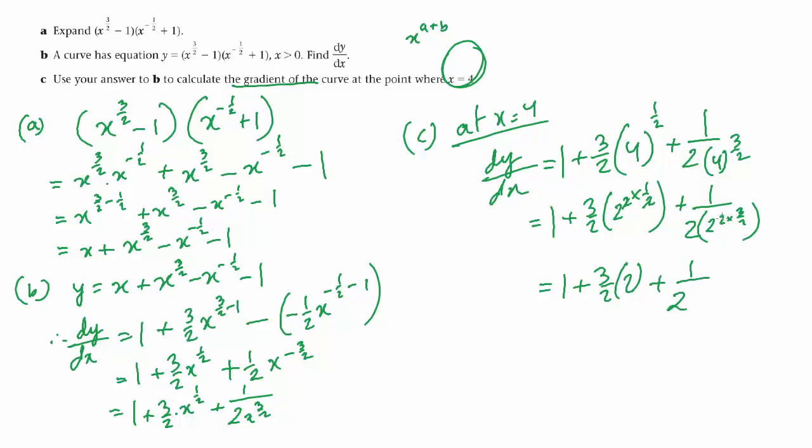We can write 1 plus 3 by 2 into 2, this 2 and this 2 cancel, plus 1 by 2. Now here we have 2 to the power 2 into 3 by 2. This 2 and this 2 cancel. 2 cubed is 8. So we can write 1 plus 3, this 2 and this 2 cancel, plus 1 by 16. So this is 4 plus 1 by 16. So this is 65 by 16.